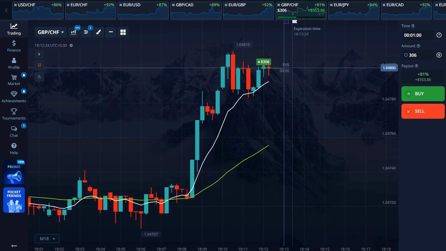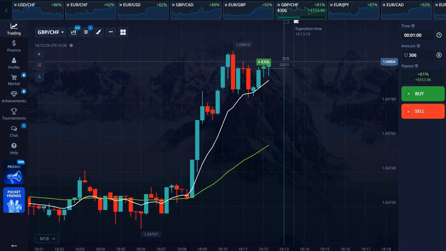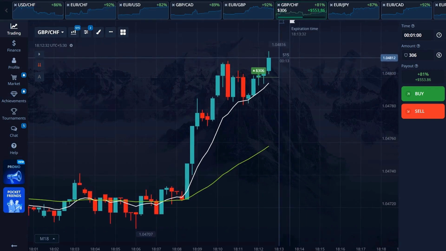After the crossover, price pulled back for the very first time toward EMA 10, and this pullback candle touched the EMA without breaking the overall trend structure. The next candle immediately opened bullish, showing that buyers were still in control. This confirmed all my entry conditions, and that's where I placed my 1 minute buy trade.